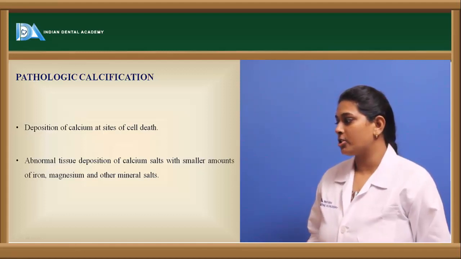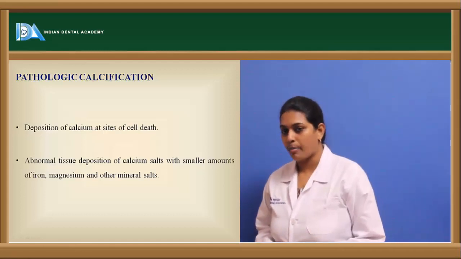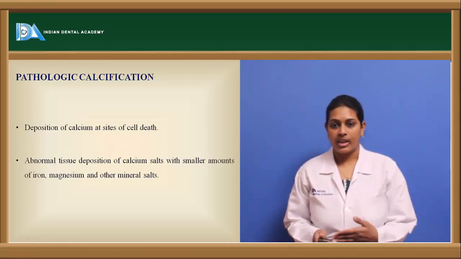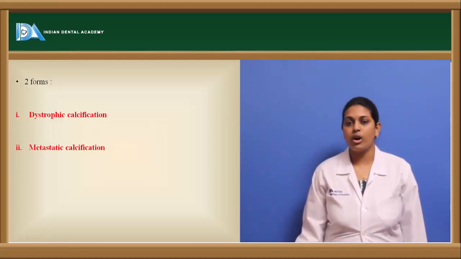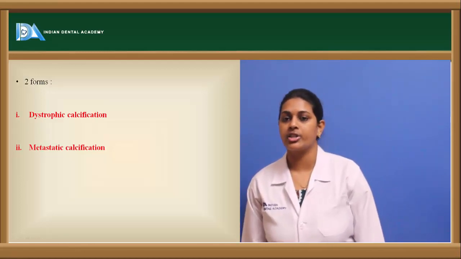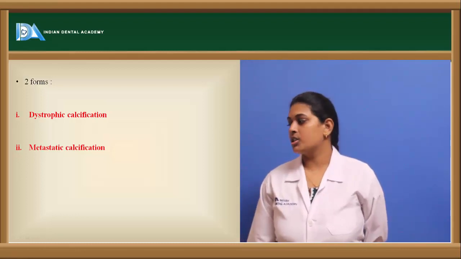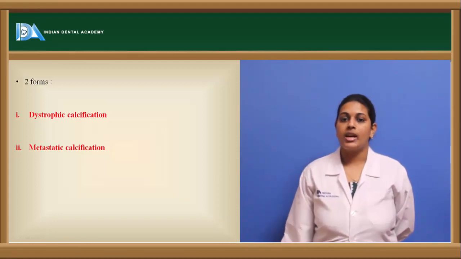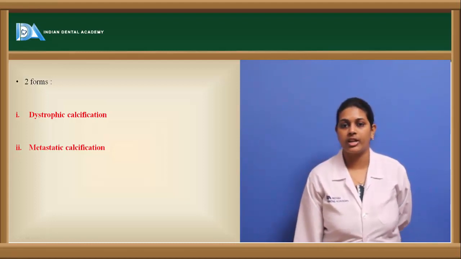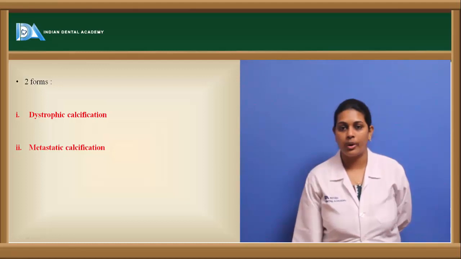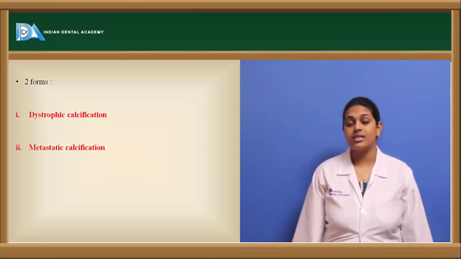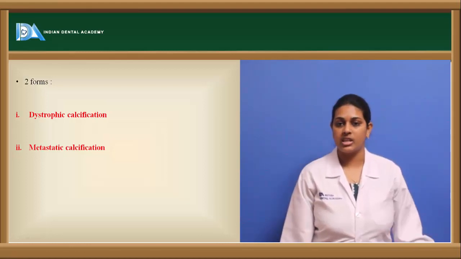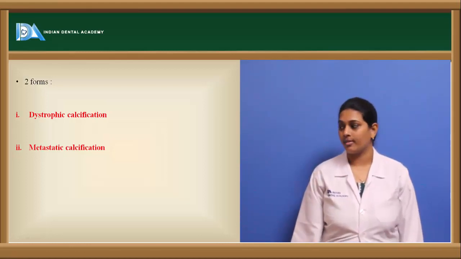Abnormal tissue deposition of calcium salts with smaller, minor quantities of iron, magnesium and other minor salts is the process of calcification. There are two forms of calcification, that is, dystrophic calcification and metastatic calcification. Dystrophic calcification occurs in dead and dying tissues, whereas metastatic calcification occurs in an otherwise normal tissue when there is an increase in the serum calcium level, that is, in hypercalcemic conditions.